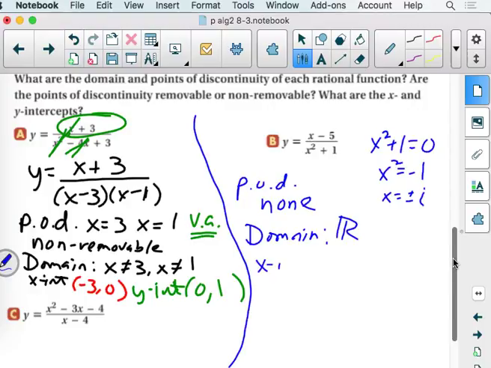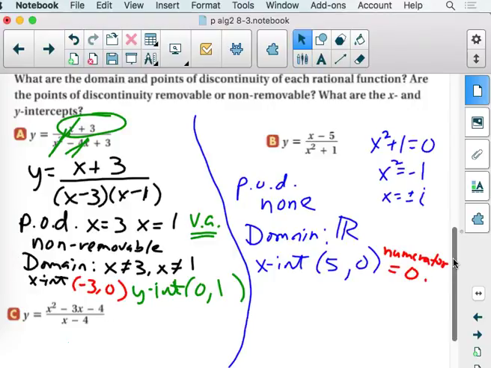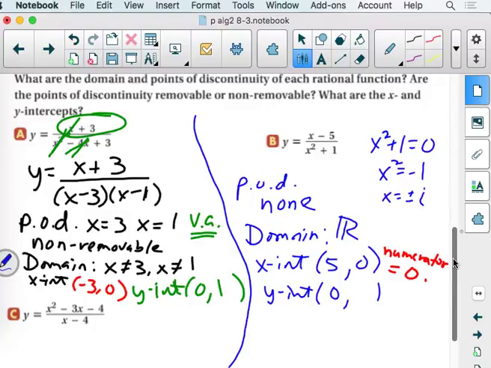Alrighty, we need the x-intercept. It is 5, exactly, because 5 minus 5 would give you 0. So this is where the numerator equals 0. Do you remember how to do the y-intercept? How do you find the y-intercept? Put zeros in all the x's. What do you get? Negative 5 over 1, which is negative 5. There it is.